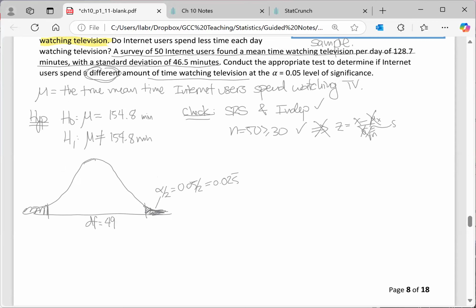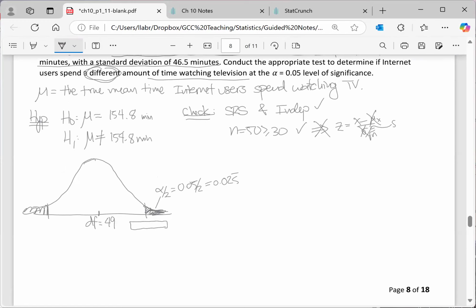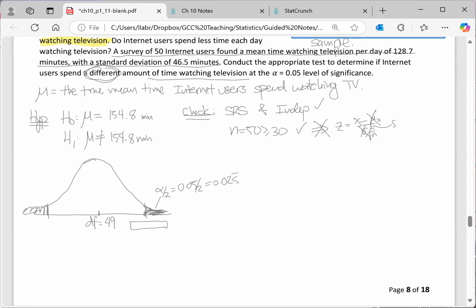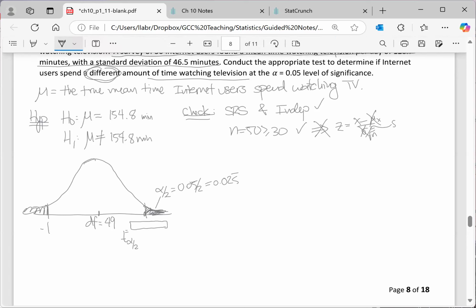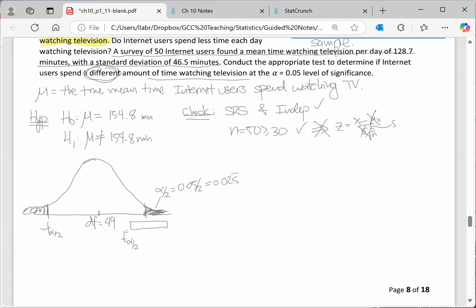All right, and so that takes care of that. Label your number line here, that's 0. This is an unknown value, but I could easily find that. This is T sub alpha over 2. The left-hand side is minus T sub alpha over 2. Remember that now that we've got the sketch, we can simply use StatCrunch.